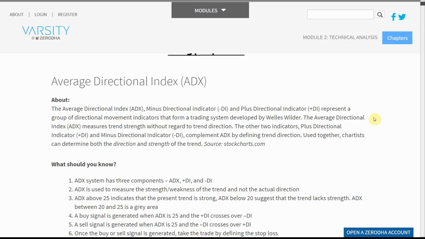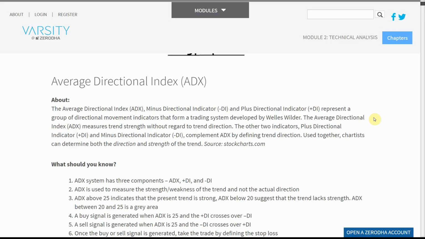The other 2 indicators, plus directional indicator, plus DI, and minus directional indicator, minus DI, complement ADX by defining trend direction. Used together, chartists can determine both the direction and strength of the trend. Source: StockCharts.com. What should you know? ADX system has 3 components: ADX, plus DI, and minus DI.